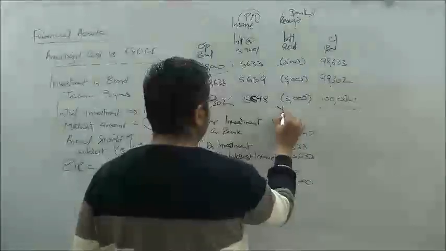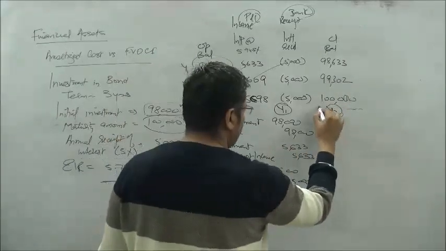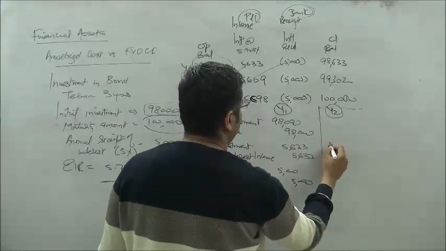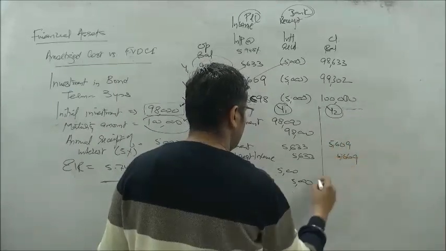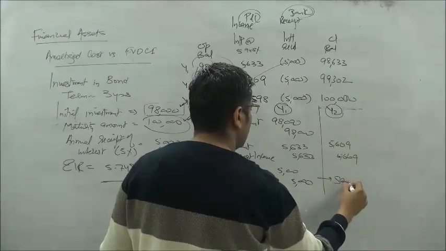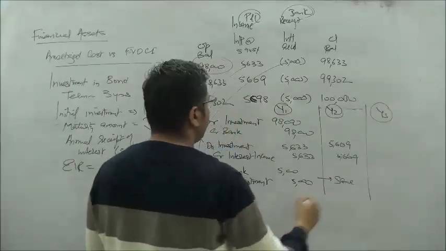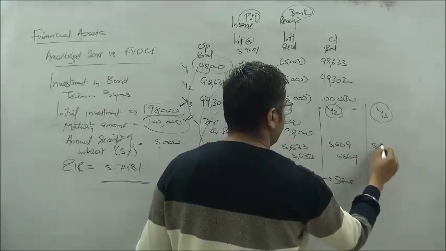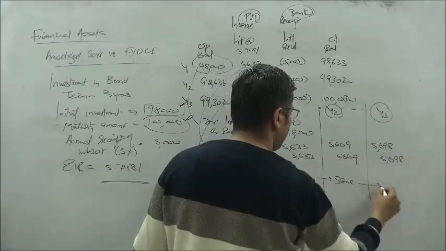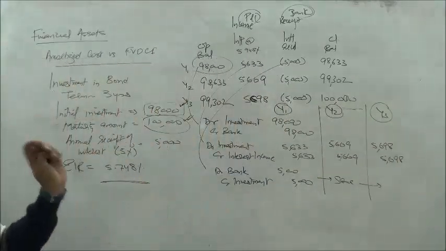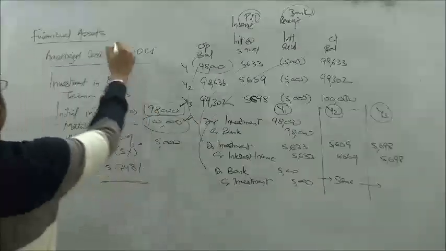So this is my year 1. In my year 2, my investment income would rather be 5669. This would remain the same, right? In my year 3, I'm saying my investment income is now 5698, and this would remain the same as well.